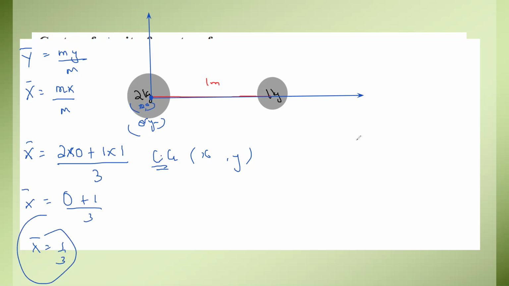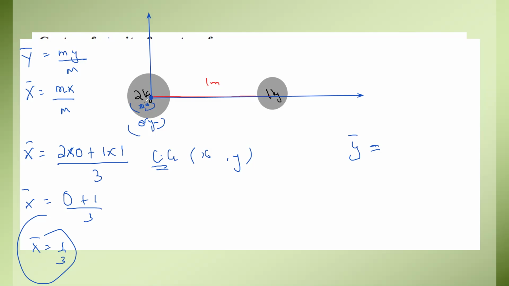And what about the y coordinate? Yes, you can take the 1 kilogram mass as the origin as well. It won't make a difference. You can take 1 kilogram, but then you will get a negative value. But it won't make a difference to the final answer.